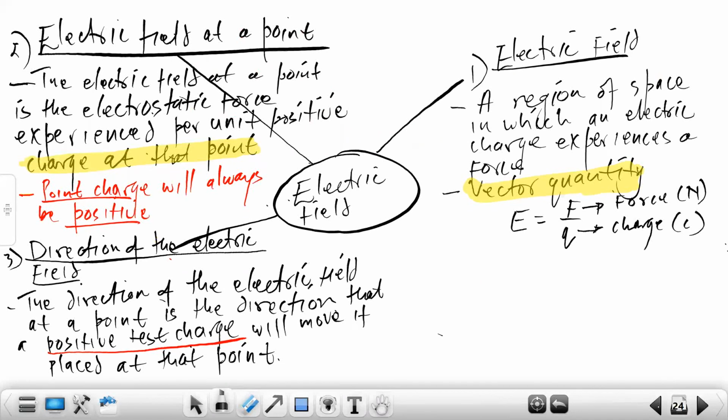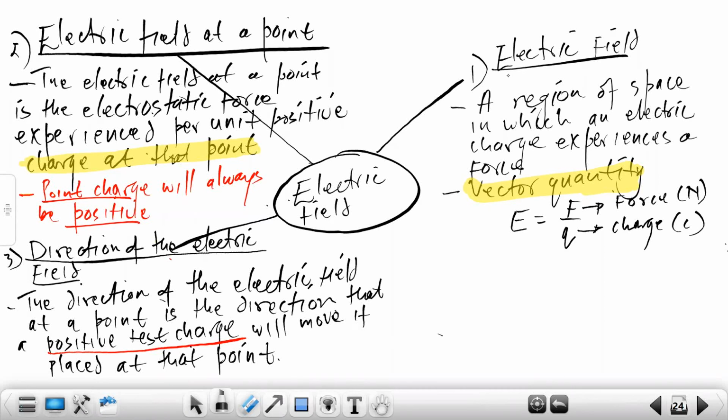I said electric field is a region of space in which an electric charge experiences a force, and it's a vector quantity. So what is it that influences the electric field to be a vector quantity? I said it must be the force. So the force is giving us the vector nature of the electric field. Some people will say, I'm drawing for an electric field, it's fine. You will still get the same thing. Some people will say, I'm drawing for the forces, it's fine.